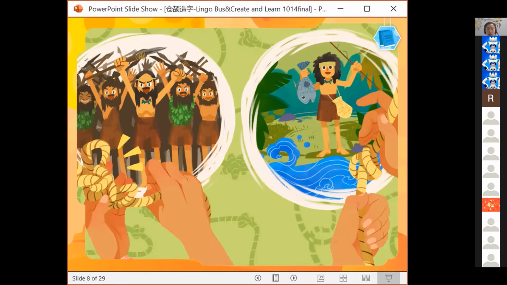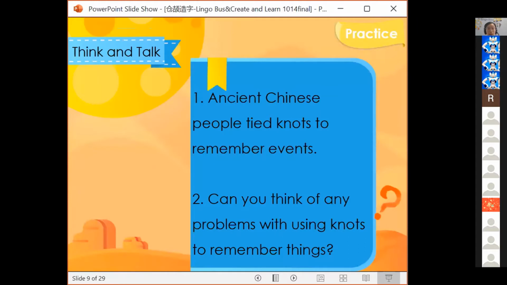And do you know why? Why is the left one bigger? Amia says because the left knot is more significant, and we can see that the event they wanted to record is more important than the one on the right. Great job, guys. Now we learn that ancient Chinese people tied knots to remember events.